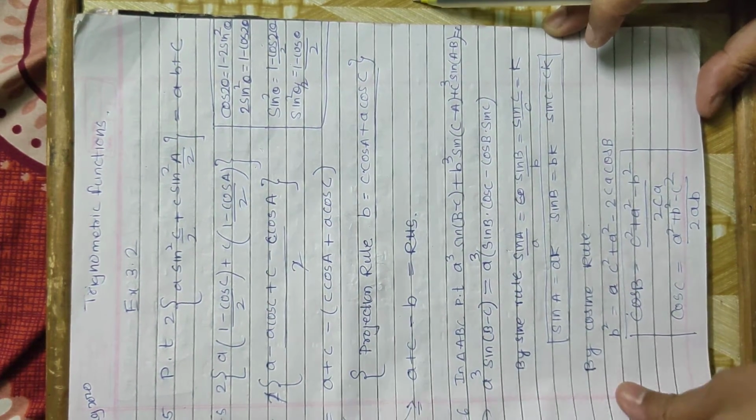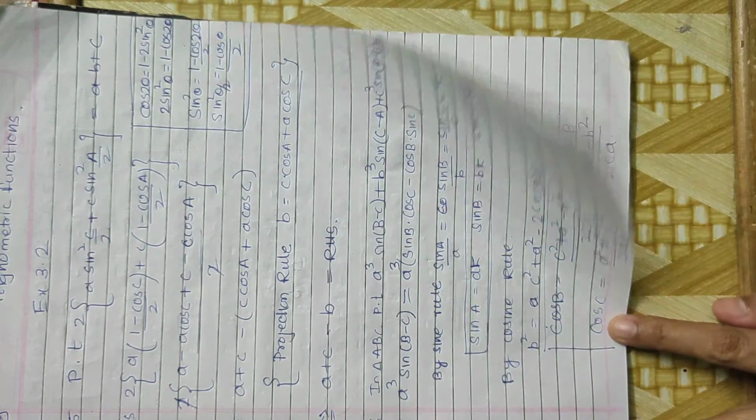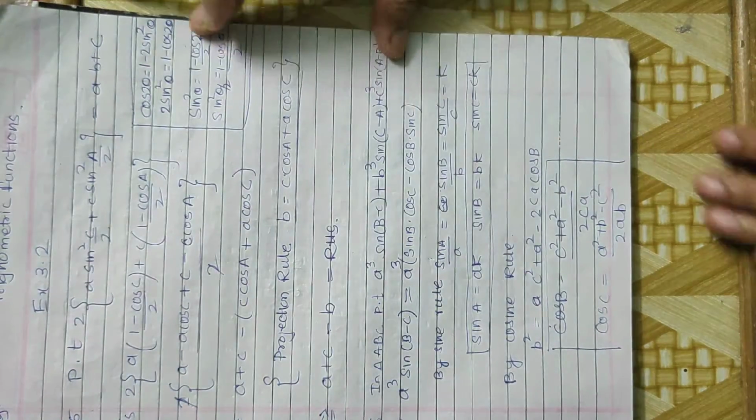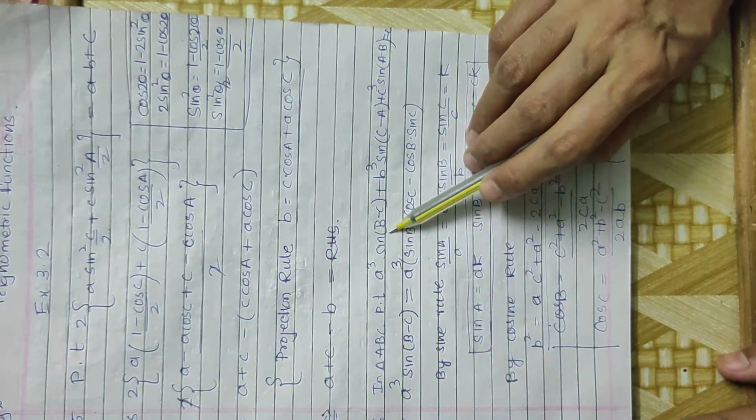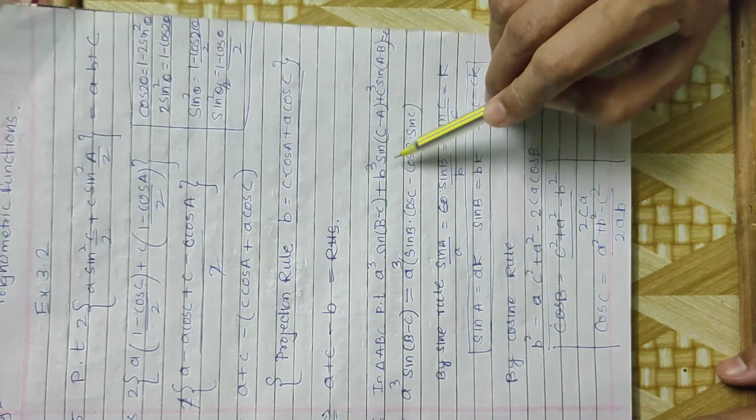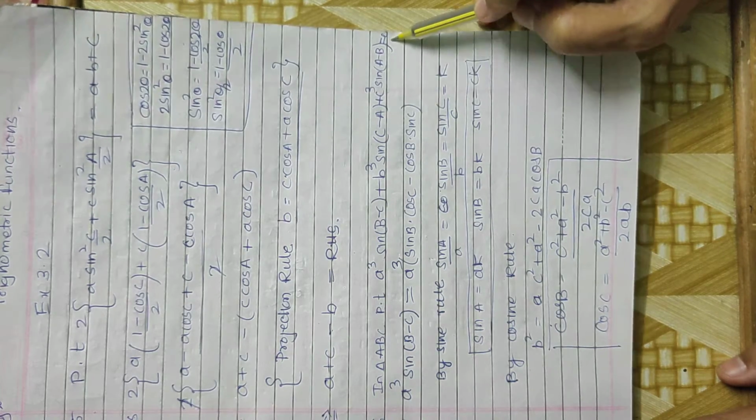Next one, question number 6. The question is, in triangle ABC, prove that a cube sin(B minus C) plus b cube sin(C minus A) plus c cube sin(A minus B) is equal to 0.